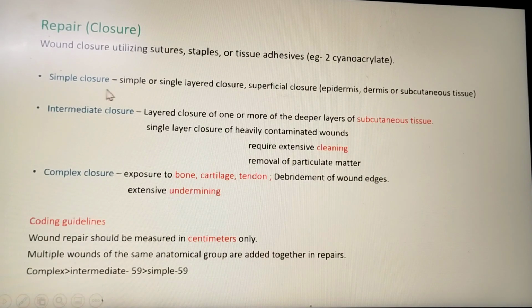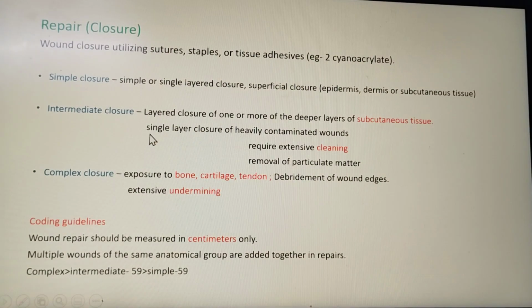Simple closure is simple or single layered closure. In this, the surgeon will perform a single layer closure of the skin. It is also known as superficial closure because it involves epidermis, dermis or subcutaneous tissue of the skin. Then it is called simple closure. Coming to intermediate closure, it is layered closure of one or more of the deeper layers of subcutaneous tissue. Till subcutaneous tissue, it is called simple closure. If we go deeper into the subcutaneous tissue, then it is called intermediate closure.